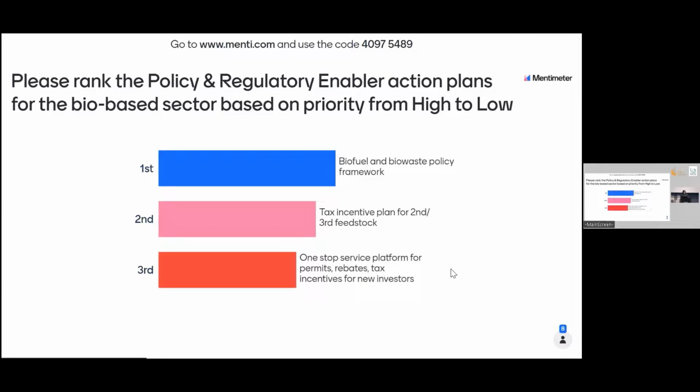Great, thank you for the responses on this. The next one, we would like your responses to come on the policy and the regulatory enablers from high to low. I think we will come back to this question after the policy framework. So let's go back to our slides.